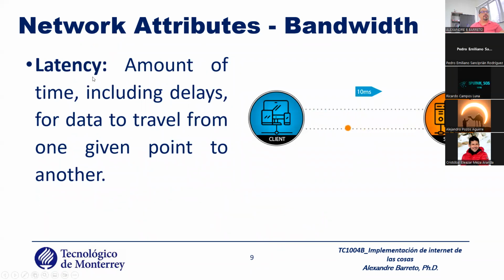So back here, the latency is the amount of time, including delay, for the data to travel from one given point to another. Okay? When I type something, it goes to the server and back. It's like the example that I showed, when I type in here, to Brazil, to Mexico. Okay? Any questions?